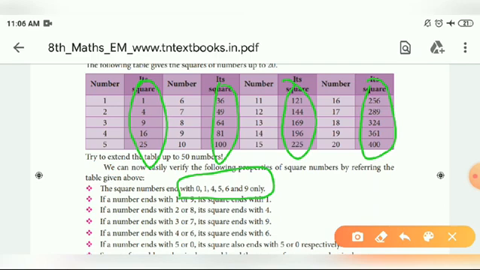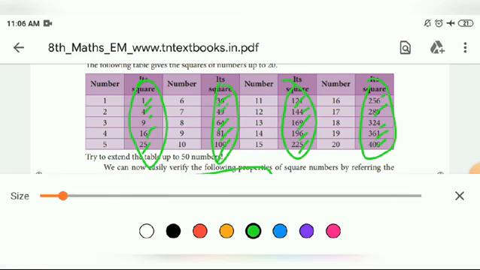Let's check. 6 square means 6 6s are 36. The unit place contains 6. 7 means 7 7s are 49, the unit place contains 9. 8 means 8 8s are 64, 4. 9 means 9 9s are 81, 1. So 6, 9, 4, 1, 0, 1, 4, 9, 6, 5, and it repeats. So all the square numbers contain these digits in the unit place. That means they end with these digits.